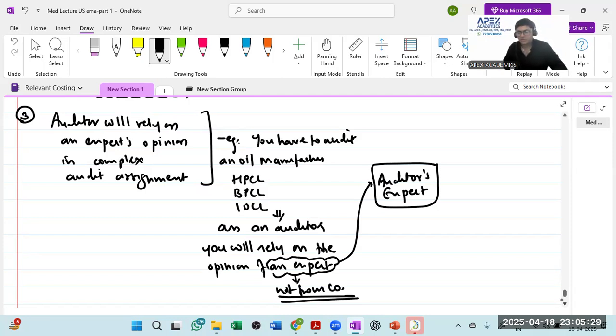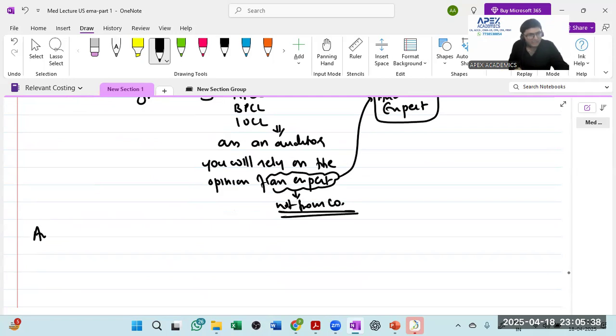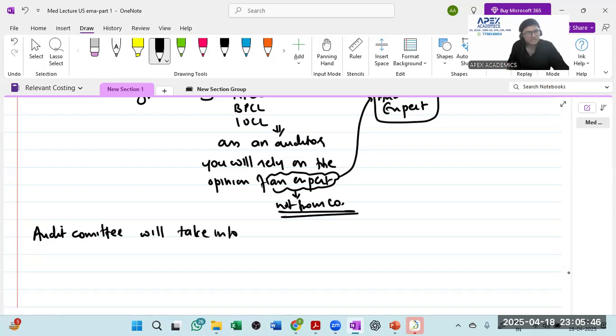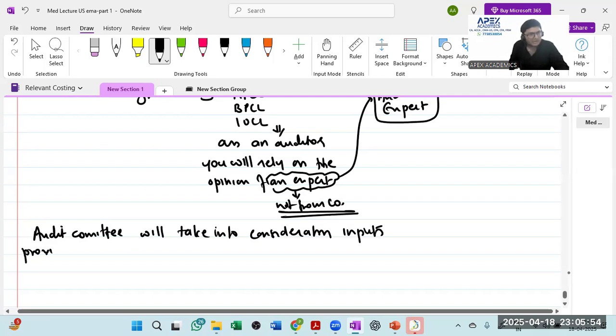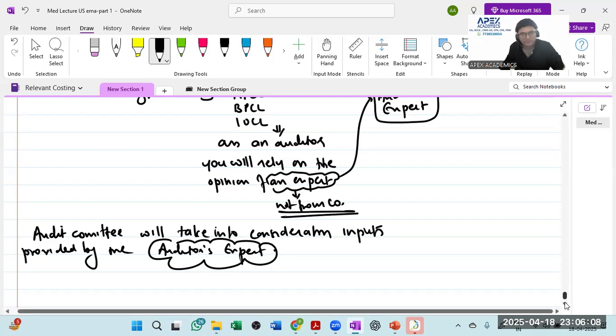Yes or no? Now please try to understand. We are talking about the audit committee. The audit committee will take into consideration inputs provided by the auditor's expert. Now, please understand this story over here.